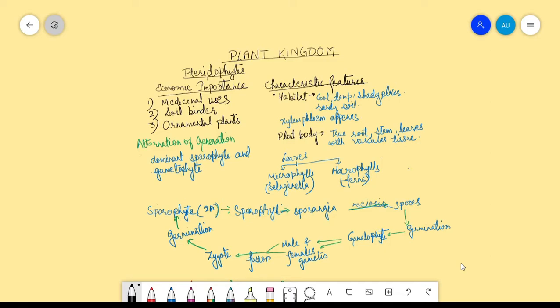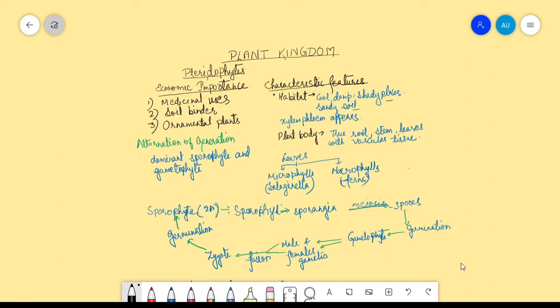Now some of the characteristic features are about the habitat, that means where do they live, where do they evolve and flourish. They prefer cool, damp, shady places and sandy soil is most favorable for them. So in such soil they develop.